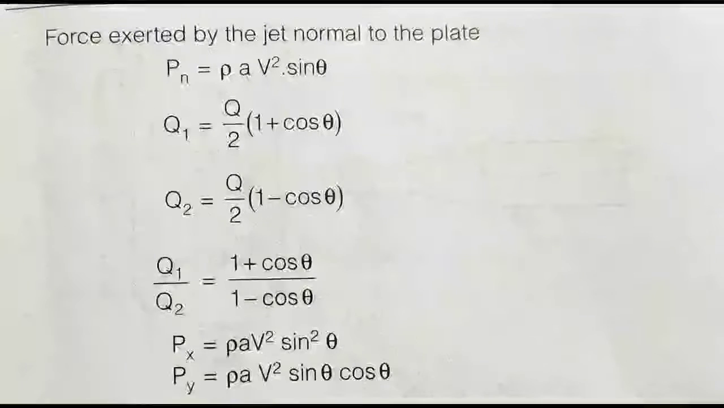Q1 equal to Q by 2 into 1 plus cos theta. Q2 is equal to Q by 2 into 1 minus cos theta. By taking the two equations, Q1 by Q2 is equal to 1 plus cos theta by 1 minus cos theta. Px is equal to rho a v square sin square theta. Py is equal to rho a v square sin theta cos theta.